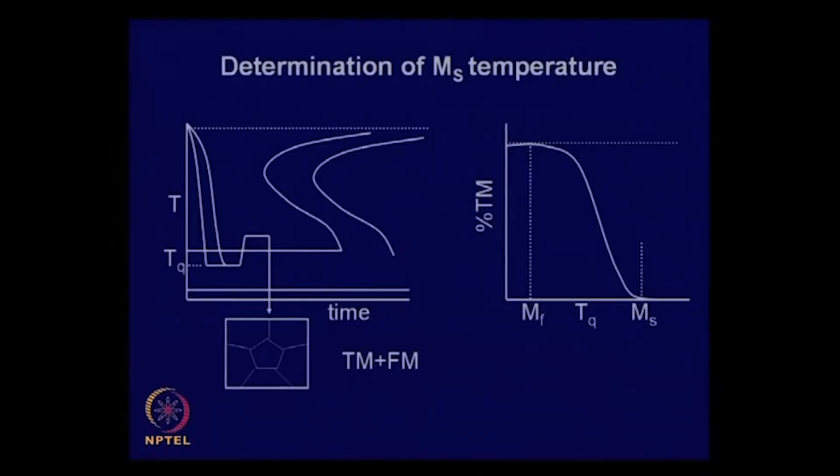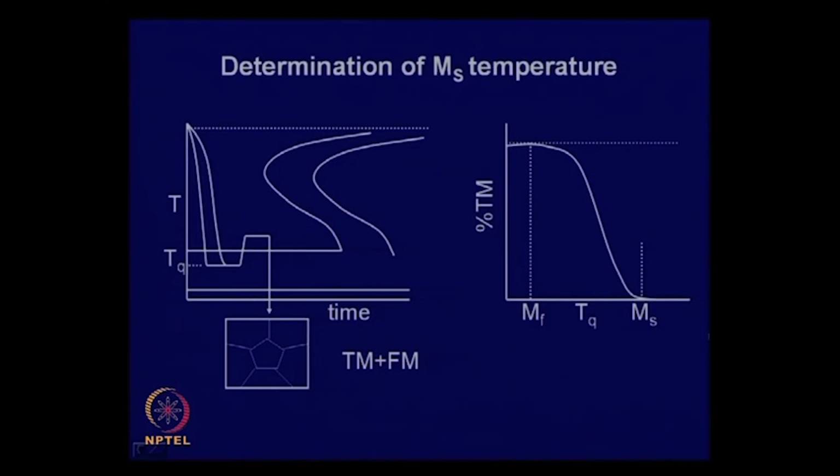And here is a quick look at the determination of MS temperature. One way you can do it: take a sample, quench it below MS, then quickly raise the temperature and then quench it, and then look at the microstructure. So, martensite which forms here gets tempered over here, and this tempered martensite, when you develop the microstructure, will appear dark. Looking at that microstructure you will be able to find out the amount of tempered martensite and fresh martensite, and if you plot the percentage of tempered martensite you get this type of plot.